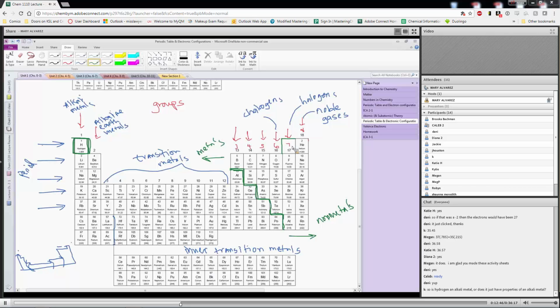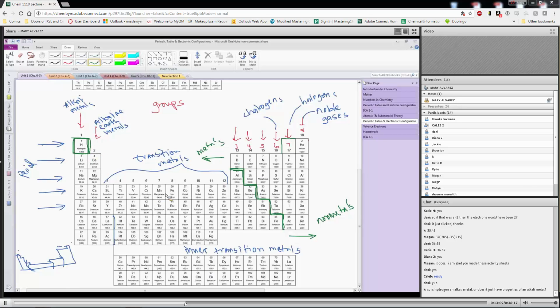But it also often has some of the reactive properties of an alkali metal, which we'll actually talk about in chapter 3, right after this exam. So next Monday we'll be talking about why we see hydrogen up here. But it is a non-metal. Thank you for pointing that out, reminding me.